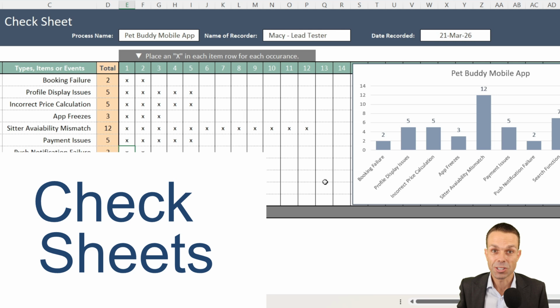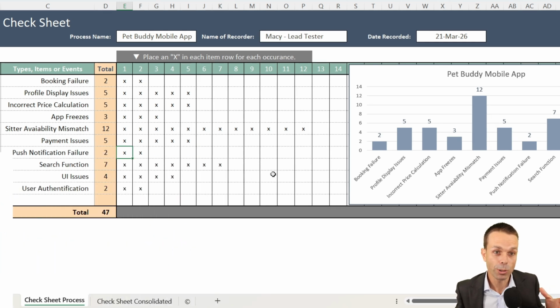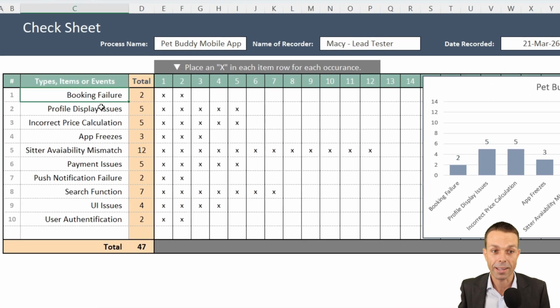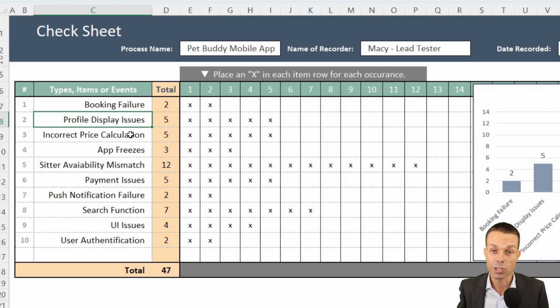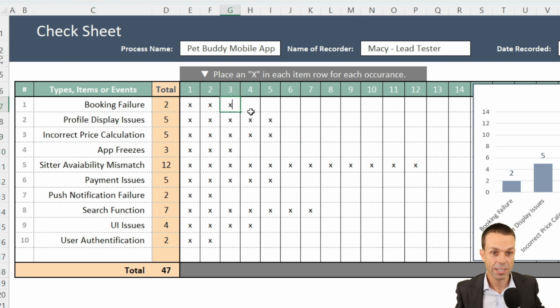As Macy and Jack go through their testing process, they're also going to find defects. And what they're going to do here is just take a tally sheet or a check sheet of all of the defects that they find. And what that looks like is here we've got some defects like booking failures, display issues, the app might freeze here or there, and they're just going to check them every time it happens. And so as you can see, some of them happen more than others.